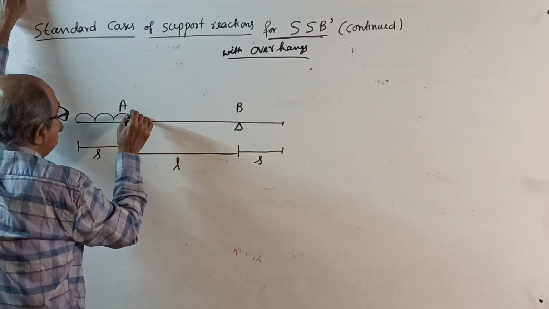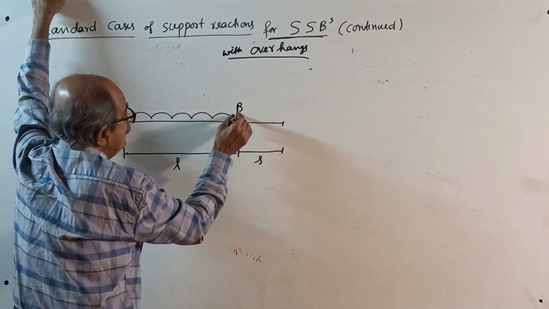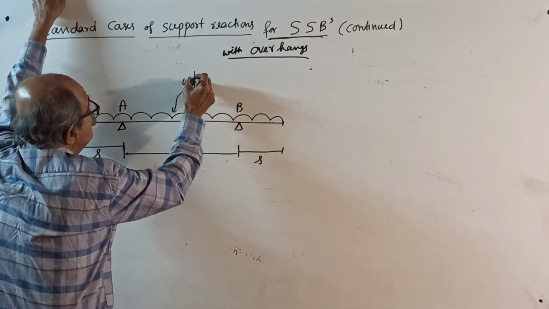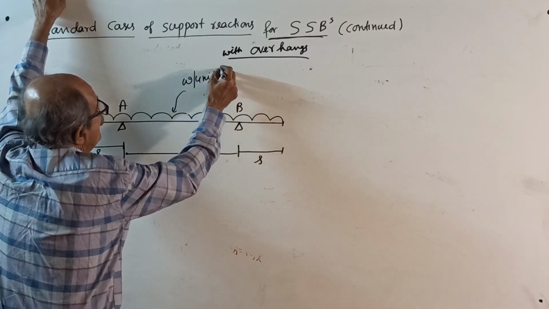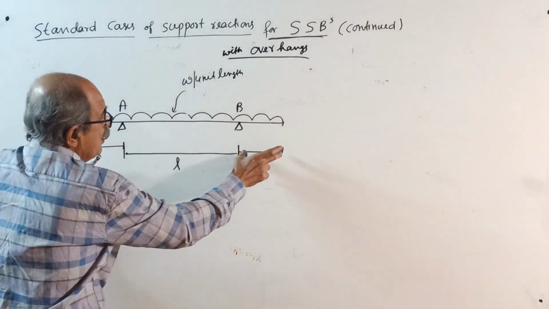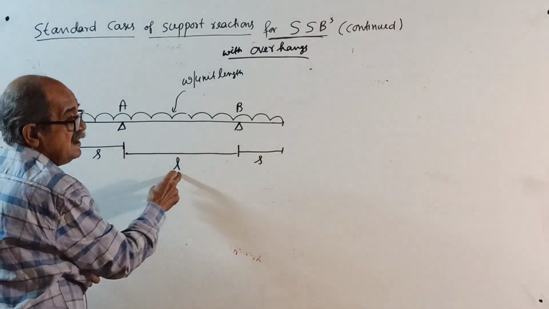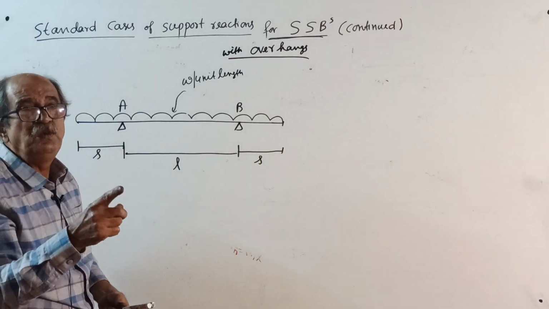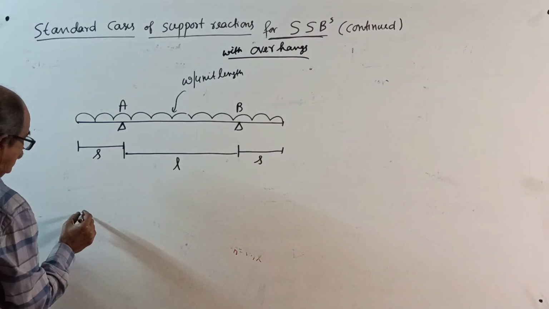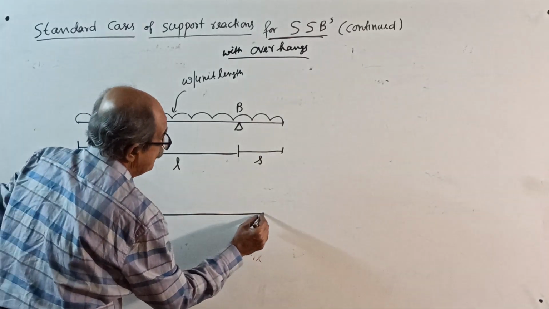This is UDL for the entire span. This is a very easy case. Intensity is w per unit length. Here, overhangs are given, and L is the distance between the supports. In that case, the support reactions are as follows, one by one.